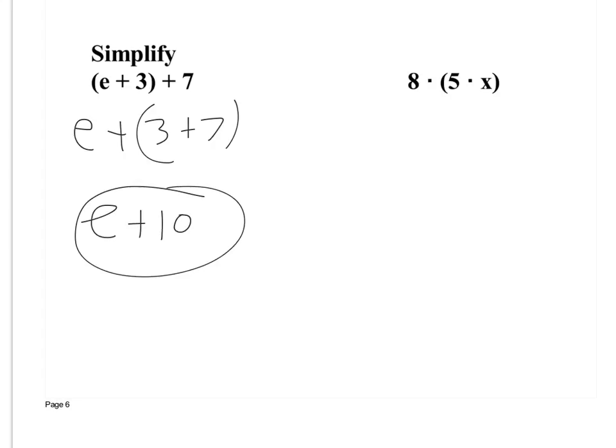Let's go over here. 8 times 5 times x. Timesing by x, I can't do anything to. It's an unknown amount. It's a variable. So I'm going to use associative property and change the grouping to 8 times 5, times x. Can I multiply 8 and 5? Yes. Do I know what that is? Yeah, that's 40. Now I can write it as 40 times x, or I can write it as 40x.